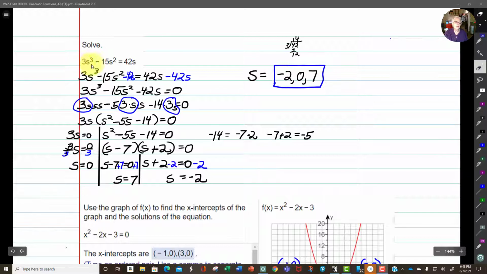Now here I have 3s to the third minus 15s squared equals 42s. This is a cubic equation, and it's a higher order equation. So just like with quadratic equations, I have to use the zero principle. And I should have written zero principle right there. I think I'll write it right now. Zero principle.